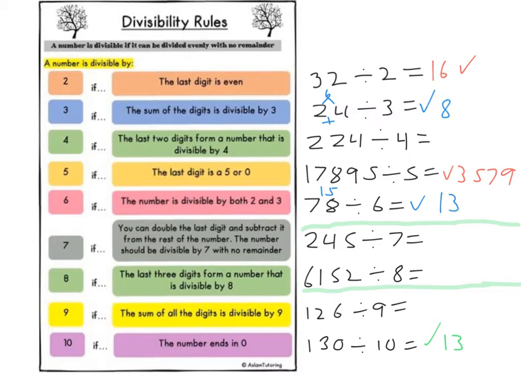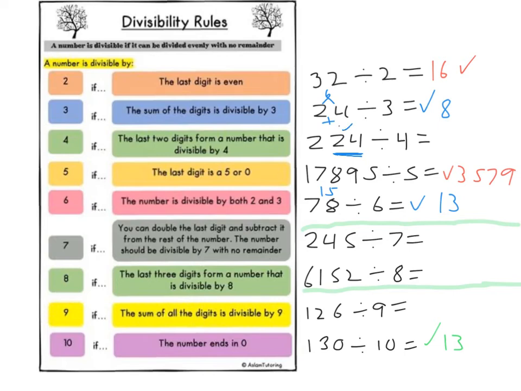Okay, now let's look at the 4. So we know a number is divisible by 4 if the last 2 digits form a number that's divisible by 4. So we're only looking at these last 2 digits. So in this example, 24. I know 6 times 4 is 24. So yes, 24 is divisible by 4.